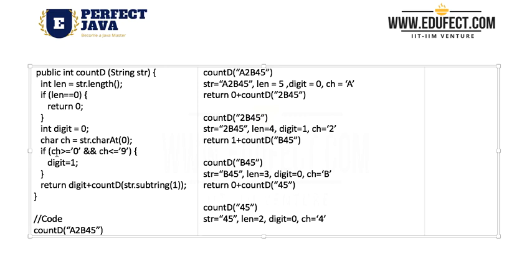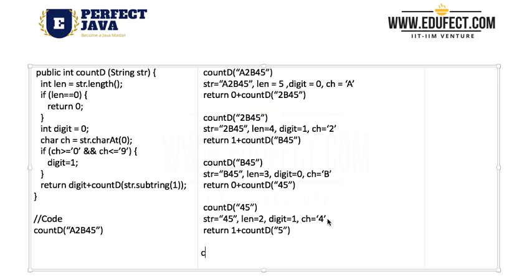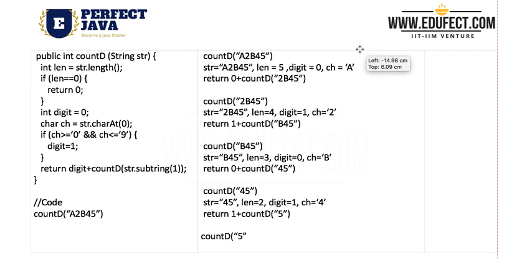Now if ch is greater than or equal to 0 and less than or equal to 9, it's true, so digit will now become 1. It will come to this line, and what does it say? Return digit. What is digit? 1 plus countD of str.substring, which will be 5. So which means now countD of 5 will be called.